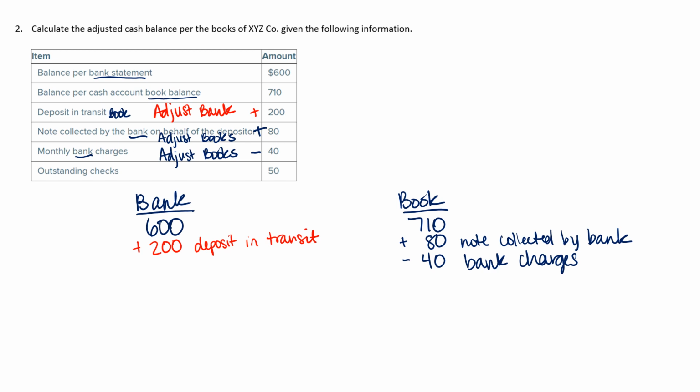The last item is outstanding checks. Who already knows about outstanding checks? Remember, these are checks that the company has written and recorded on the books that haven't cleared the bank yet. So the books already know. They're already recorded on the books. But you're going to have to adjust the bank for that. Checks decrease the cash balance, so we're going to have to subtract this. So you subtract $50 in outstanding checks.